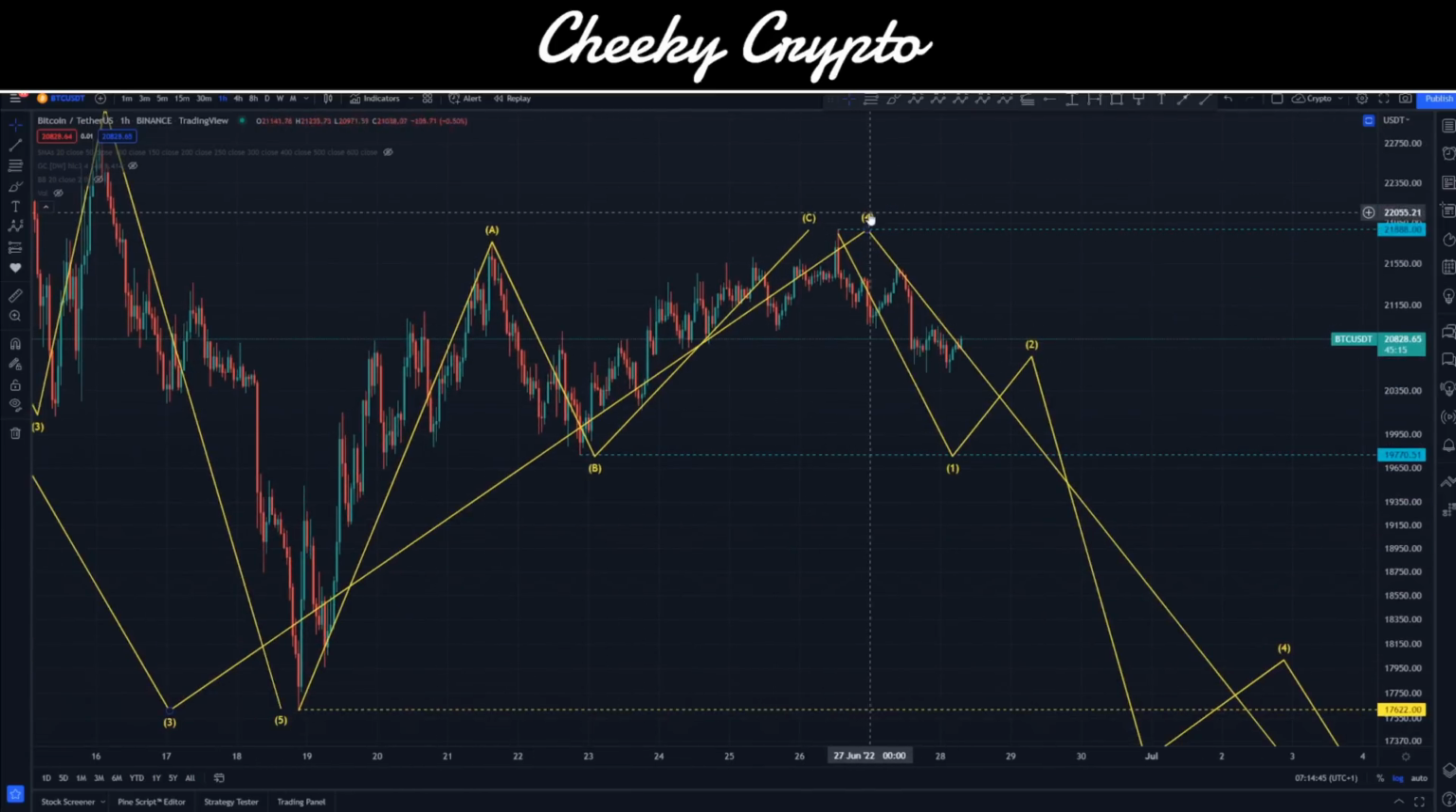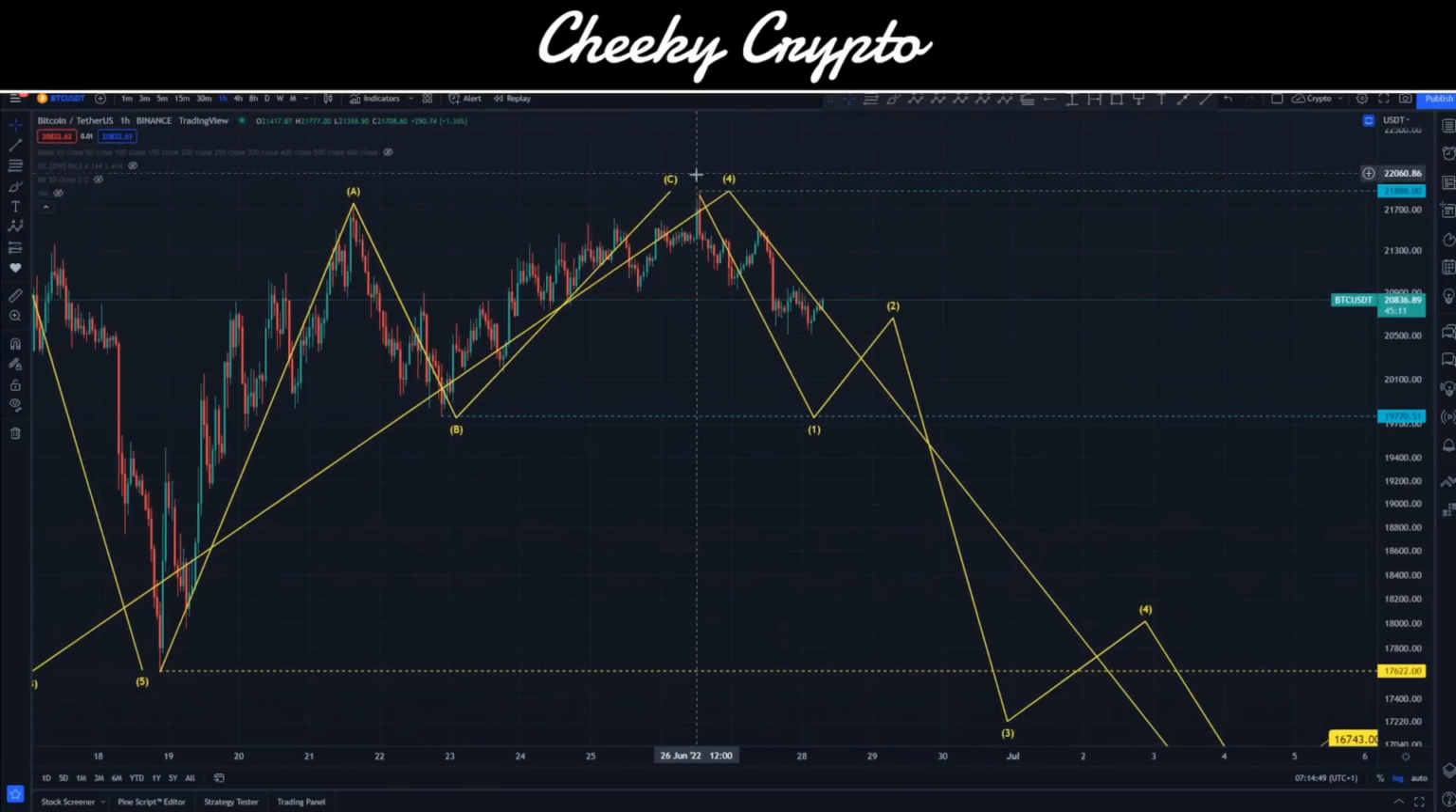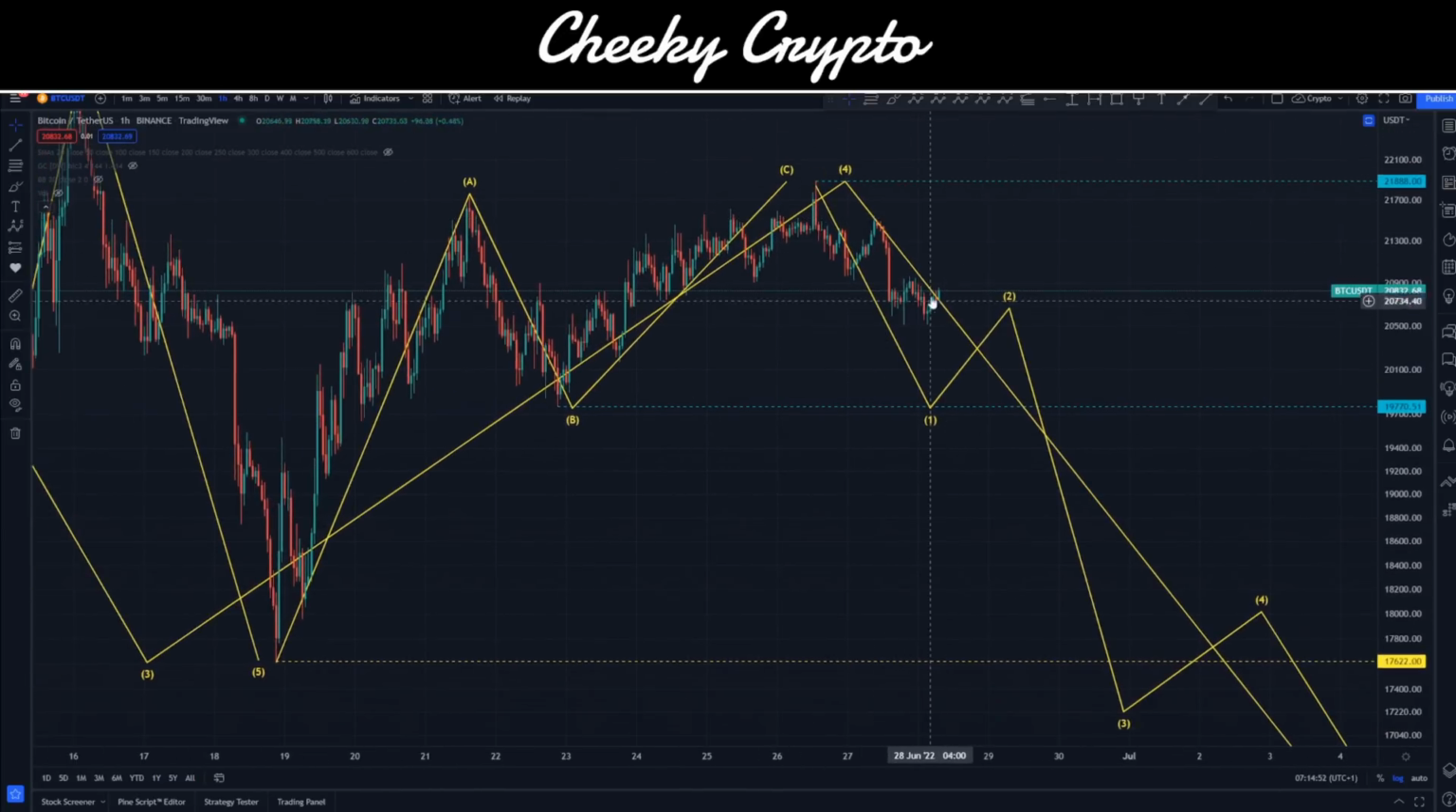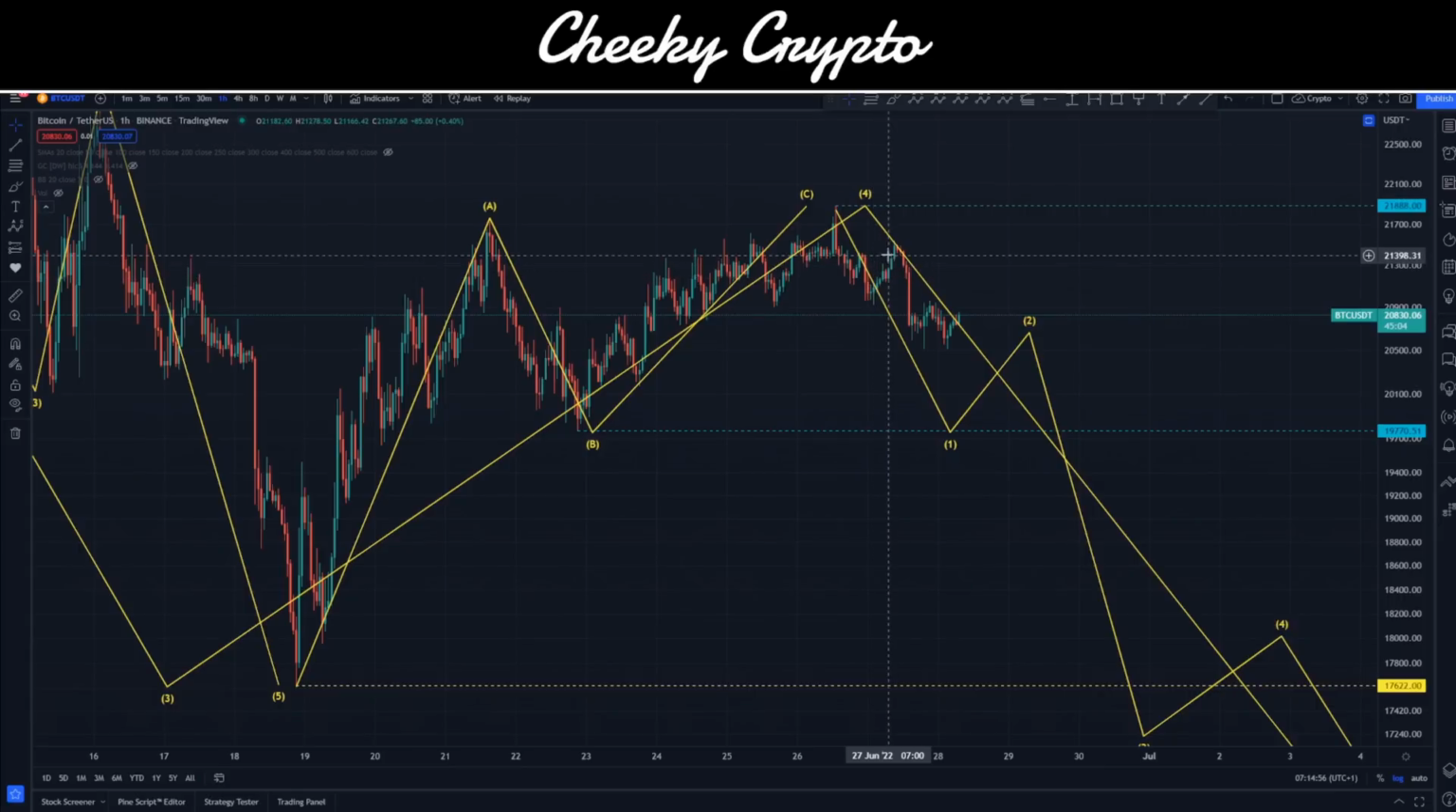It found that resistance within our expectations of a 5th wave high, within our C wave. We have started to pull back down, but it hasn't met my expectations on where we should be heading on this move to the downside. So confirmation of the move down is yet to be had.